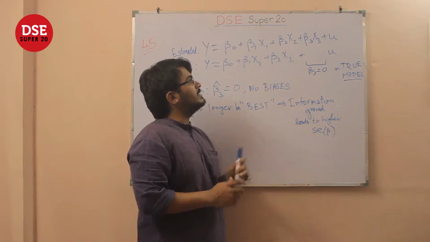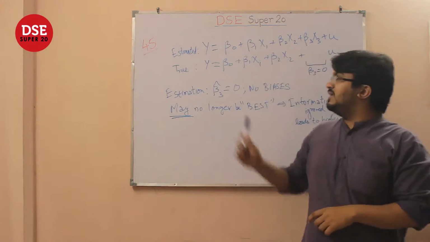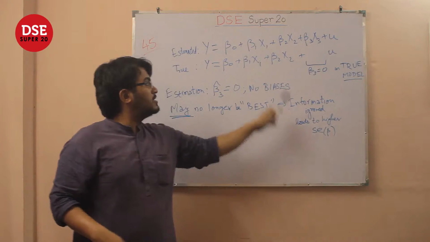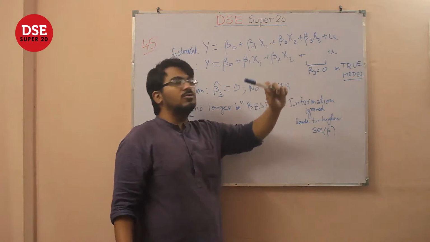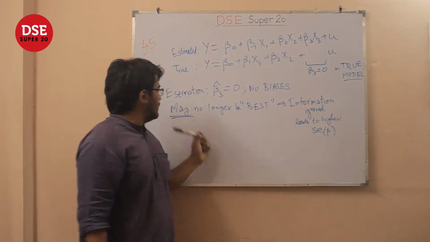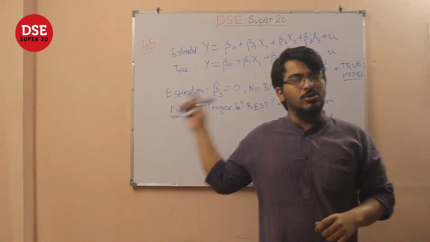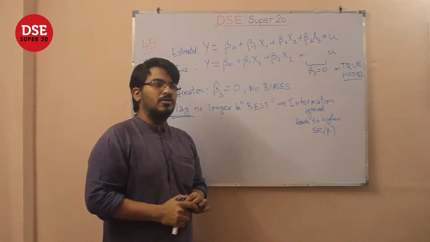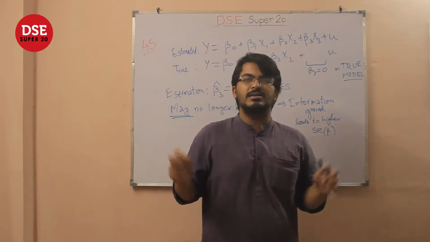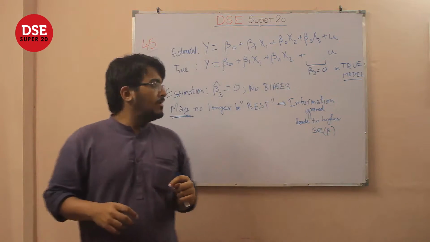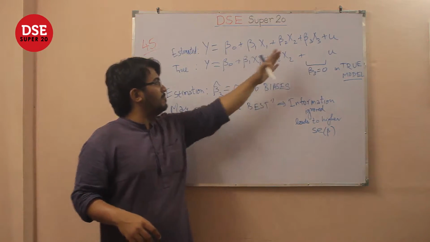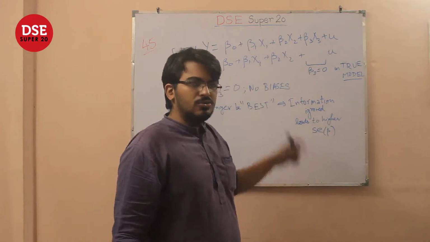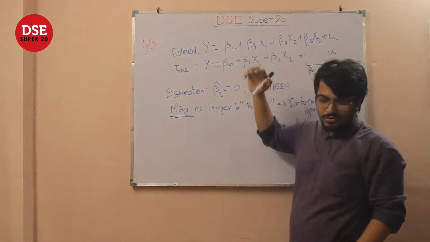However, in the case that x3 is even mildly correlated with either x1 or x2, your standard errors on the coefficients beta naught, beta 1 and beta 2 will all go up. That is to say, your OLS estimator using this particular model might no longer be the best, in the sense that it might not have the minimum variance. This will kick in the moment there is some correlation between x3 and either x1 or x2. If there is no correlation, you will continue to have minimum variance even if you include x3.